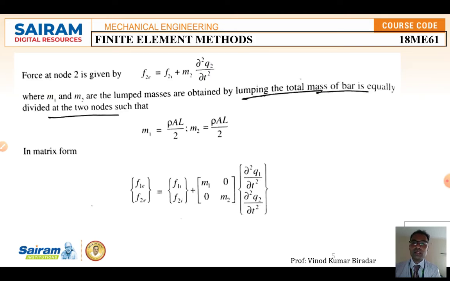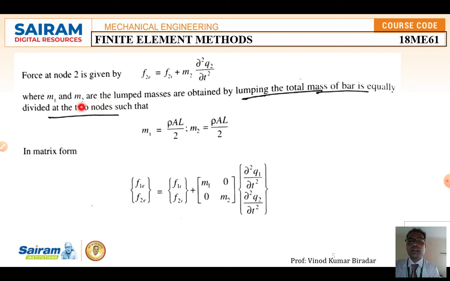Okay, similarly at node number 2, the external force F2e is equal to the internal force F2i plus m2 times d²q2/dt². So the first one is the force equation at node 1, internal plus external, and this is the second force equation at node 2, where E stands for external and I stands for internal, plus the mass term.